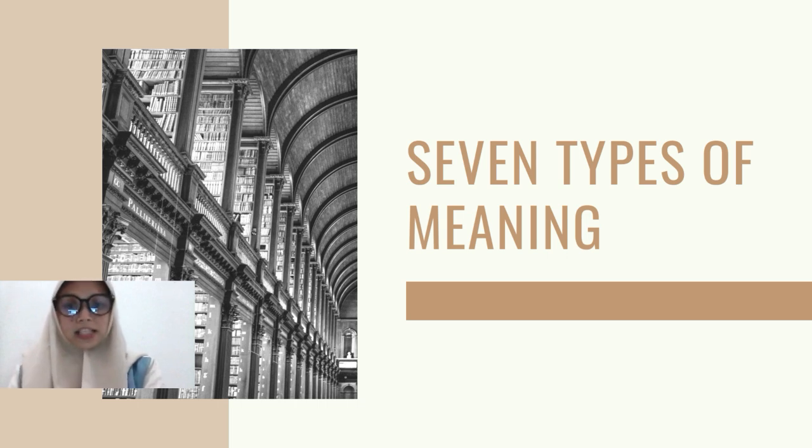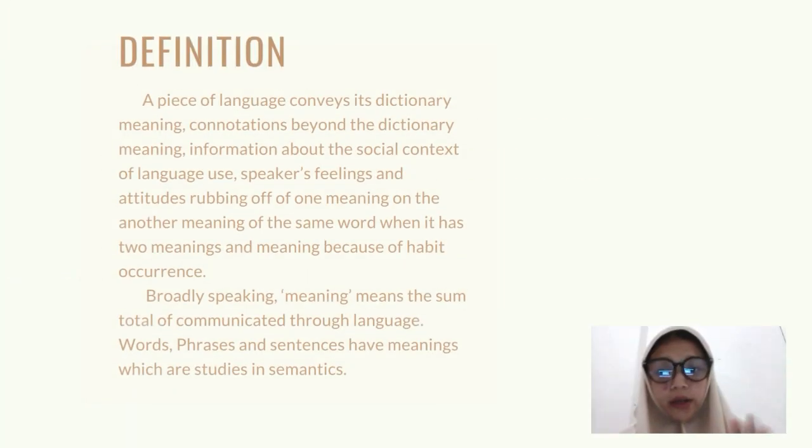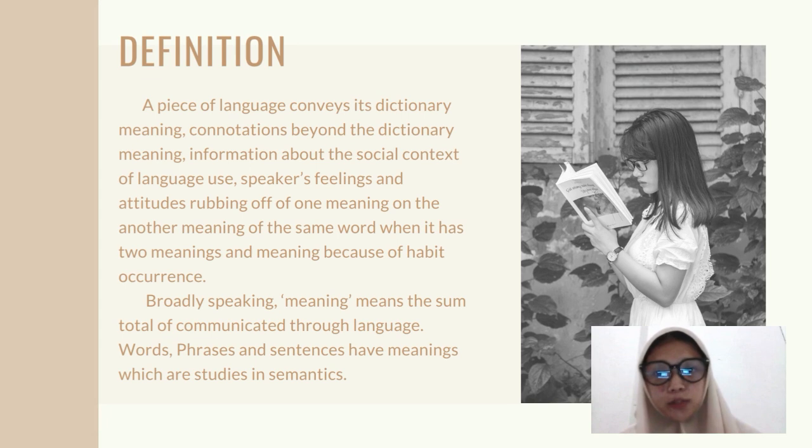Okay, now I will explain to you about the seven types of meaning. First of all, I will explain what the definition of the seven types of meaning is. The piece of language conveys its dictionary meaning, connotation beyond the dictionary meaning, information about the social context of language use, speakers' feelings and attitudes, the rubbing off of one meaning on another meaning of the same word when it has two meanings, and meanings because of habitual occurrence.